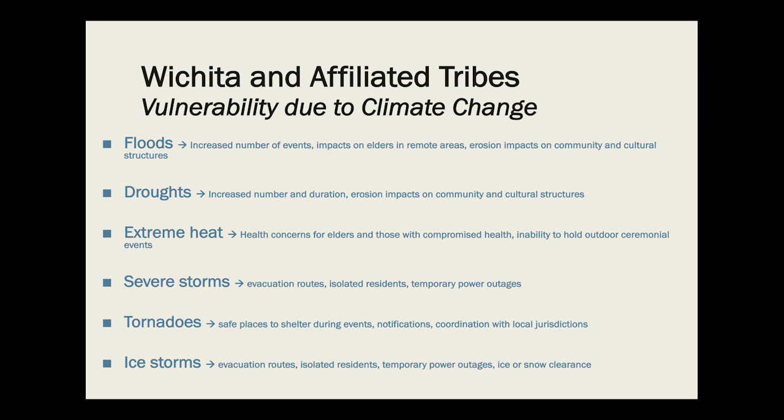The key things that were discussed with the Wichita and affiliated tribes that were increasing their impacts because of climate change were floods, increased number of events that were potentially creating problems for some of their elders or other members of the tribe that were in more remote areas, meaning that there might be only one road into that area. Erosion could impact that road, but it also could impact community and cultural structures.